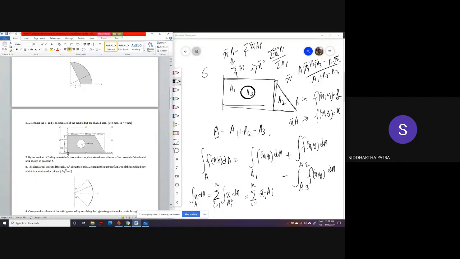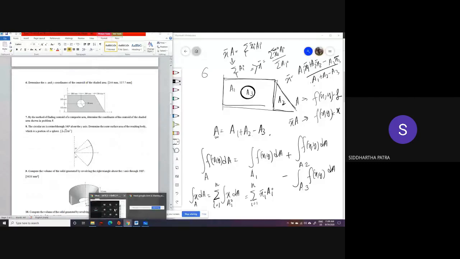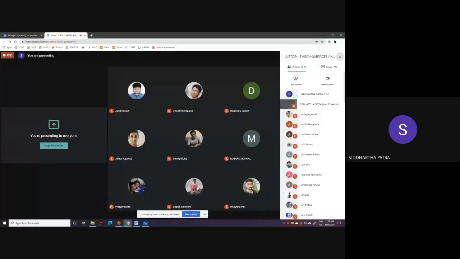And similarly, you can find out the y coordinates. For rectangle and circle, they are both going to be 125. Whereas for the triangle, it is going to be 1/3 away from the base or 2/3 away from the vertex. So it is going to be 250 by 3. Just substitute those quantities and you'll have your x bar and y bar. So that way you can do composite geometries. Any question regarding composite geometries? Anyone?